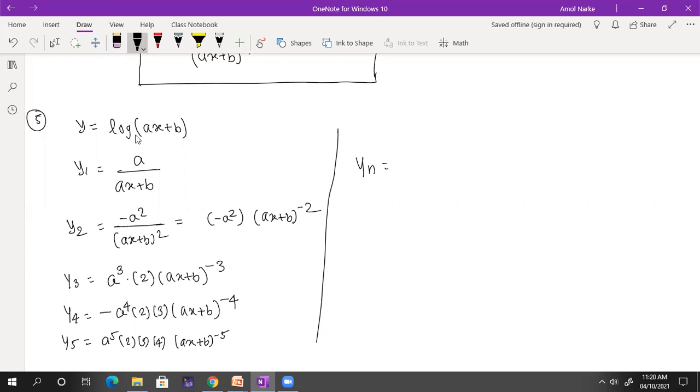Plus minus a raised to the power n. Plus minus, now? When we have to take plus, when we have to take minus? What I want is a standard formula.